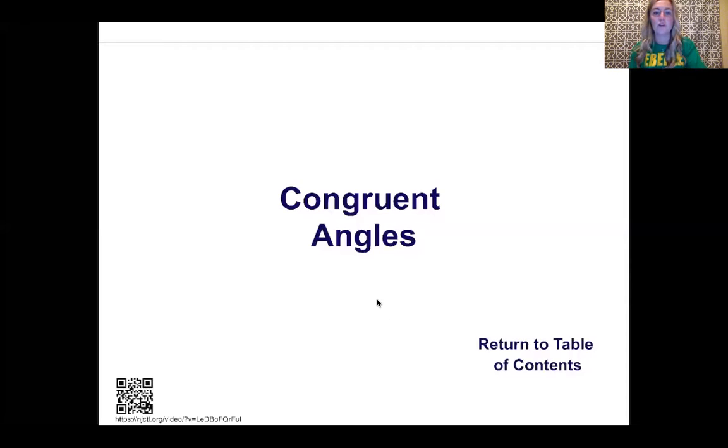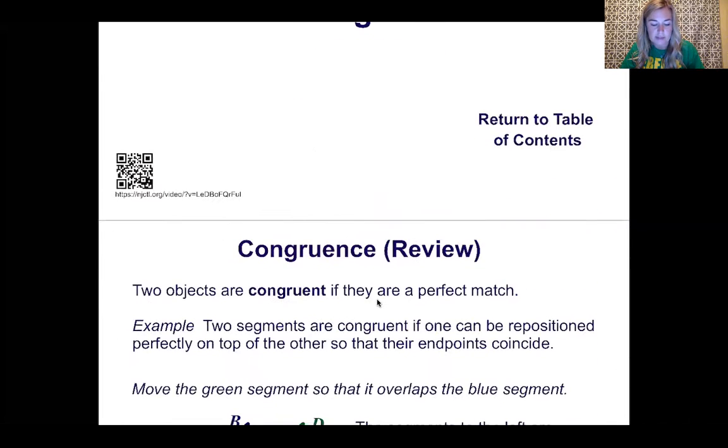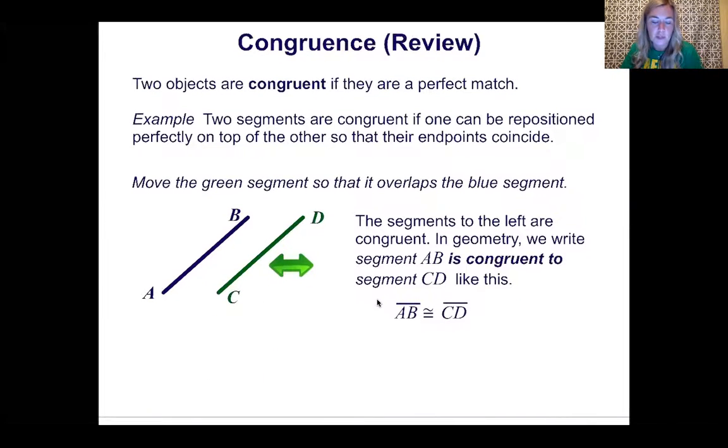Okay, here we go. So congruent angles. If you remember back when we talked about congruent segments, they were segments that were the exact same length. If you look at this picture below, these are two congruent segments that are the exact same length. By formal definition, two objects are congruent if they are a perfect match. For example, two segments are congruent if one can be repositioned perfectly on top of the other so that their endpoints coincide. So essentially, you could take this green one.